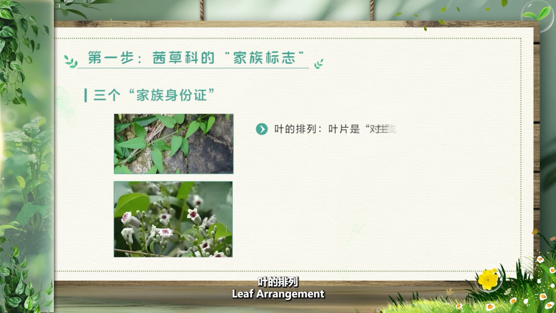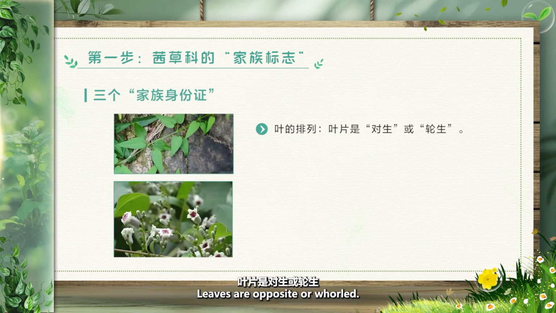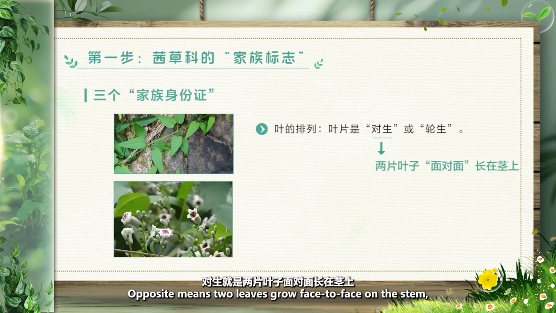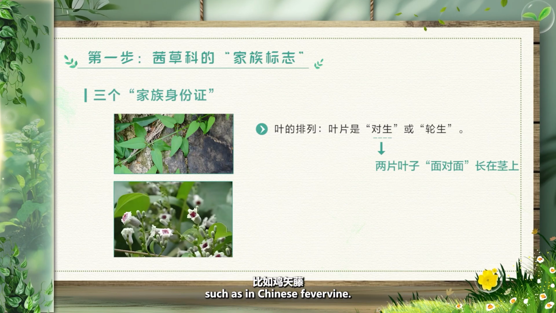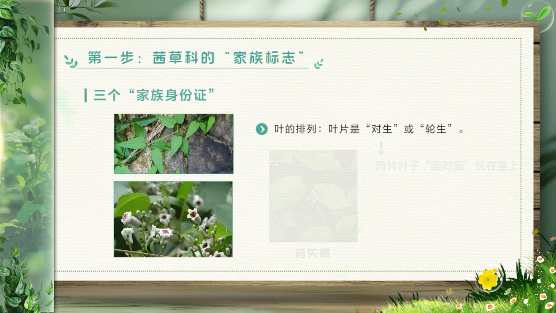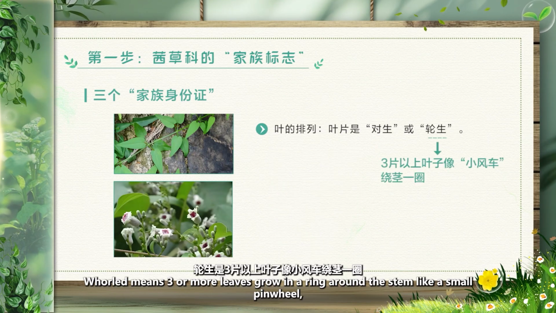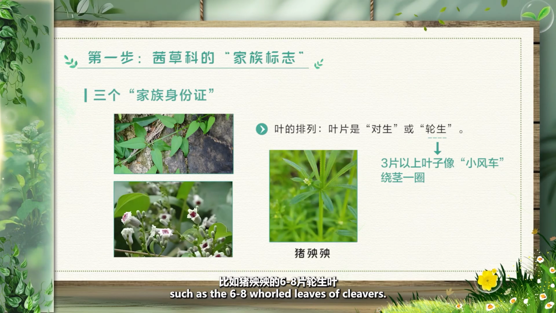Leaf arrangement: leaves are opposite or whorled. Opposite means two leaves grow face to face on the stem, such as in Chinese fever vine. Whorled means three or more leaves grow in a ring around the stem, like a small pinwheel, such as the 6 to 8 whorled leaves of clovers.